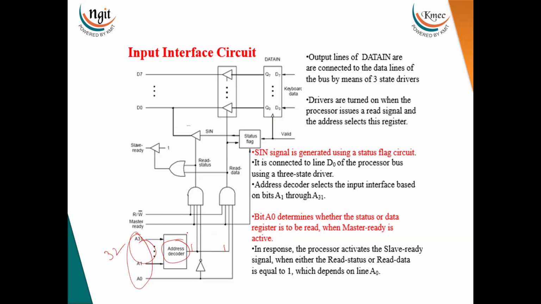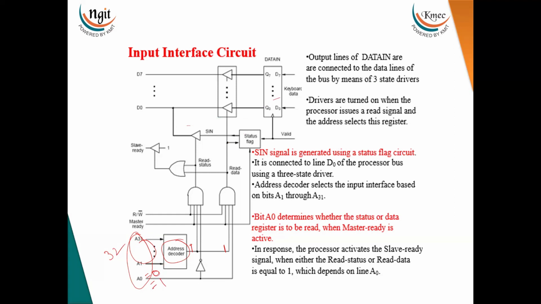Now those other interfaces we are not showing here. After decoding, this bit becomes 1. Now if the processor wants to read the status, then the A0 bit is equal to 0. If the processor wants to read the data in register, it will place 1. So first the processor will place the address of the status register, which means A0 bit is 0, and the remaining bits are the same.